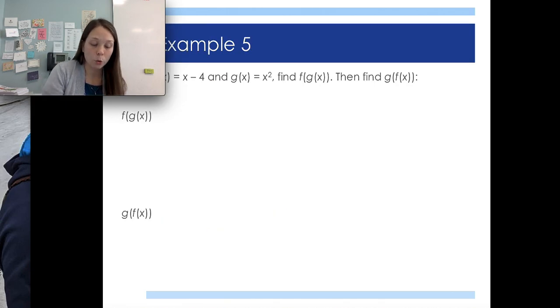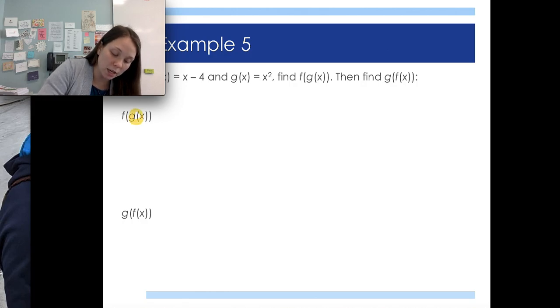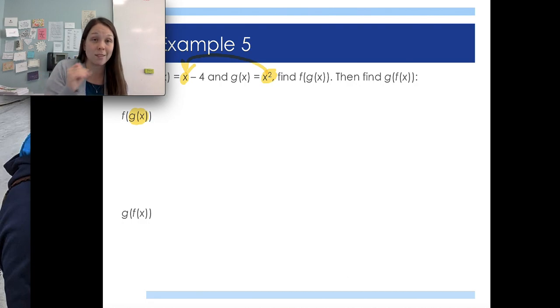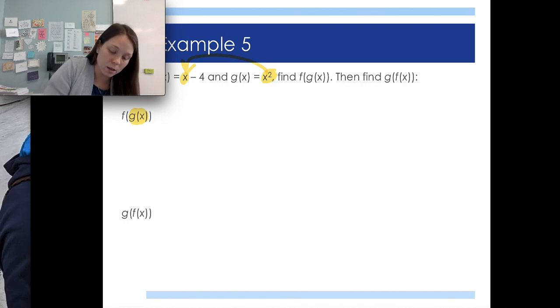So let's go through a couple of examples of this. So in example 5, I have f of g of x. So function g is what's on the inside here. So I'm going to take function g, which is x squared, and I'm substituting that in to function f. So instead of x minus 4, that x is going to be replaced by the entire other equation. So it's going to say x squared minus 4.